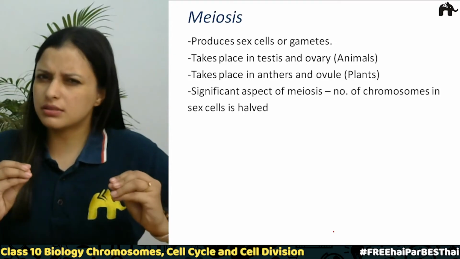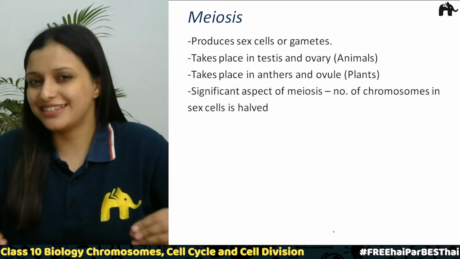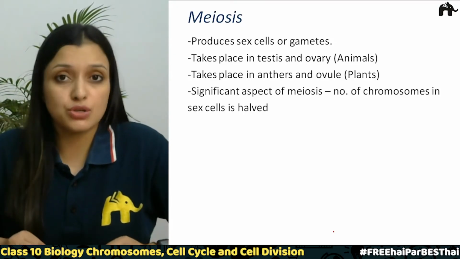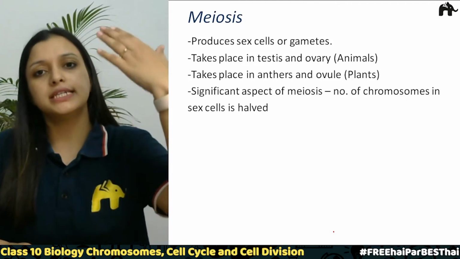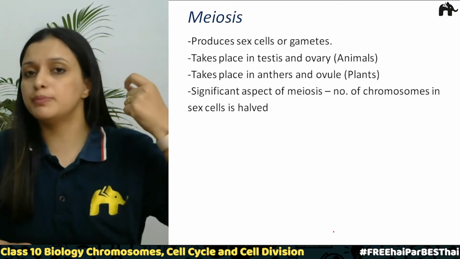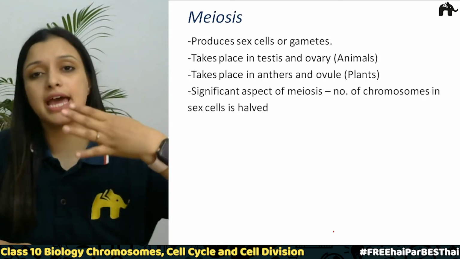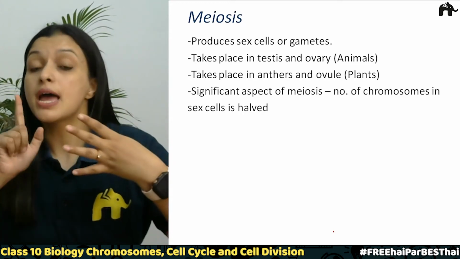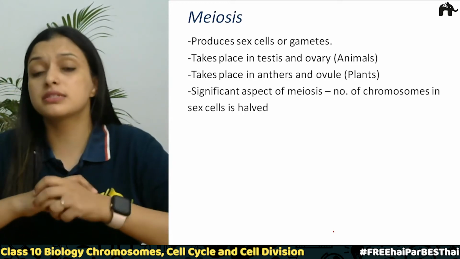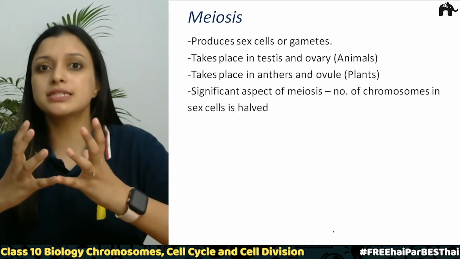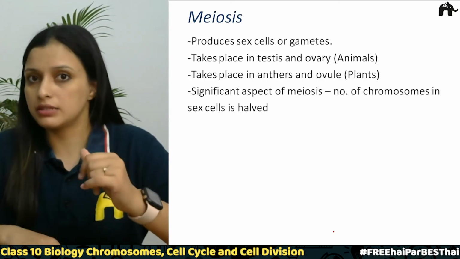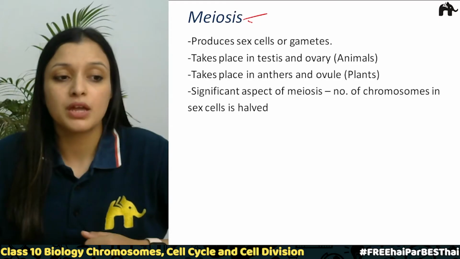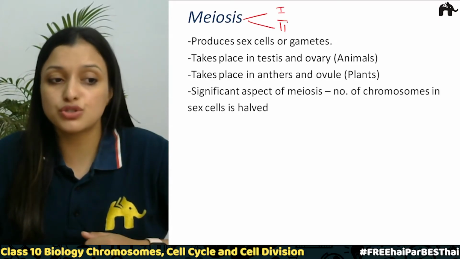Telling you a little more detail, right? As we saw in mitosis, there are 4 phases: prophase, metaphase, anaphase and telophase. These are the 4 phases. But in case of meiosis, meiosis is itself divided into 2 parts, right? There will be meiosis 1 and meiosis 2.